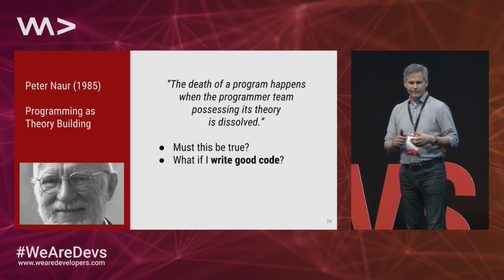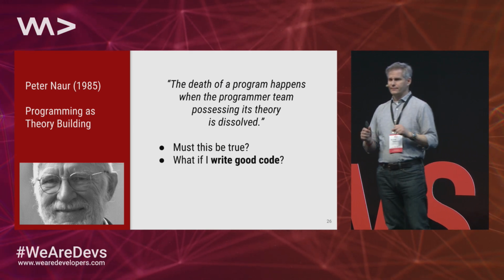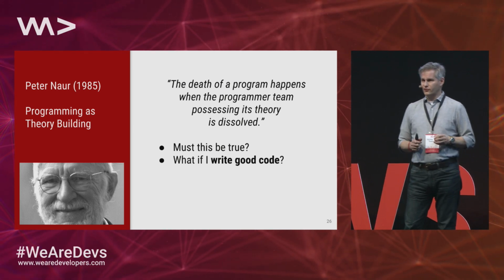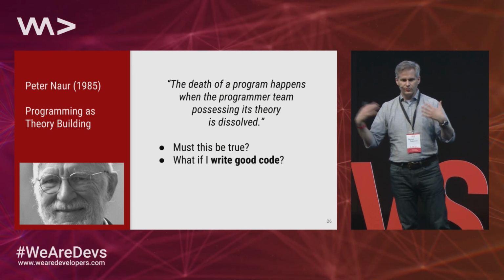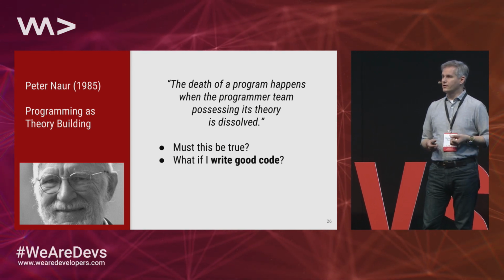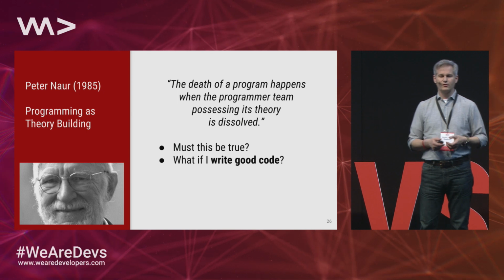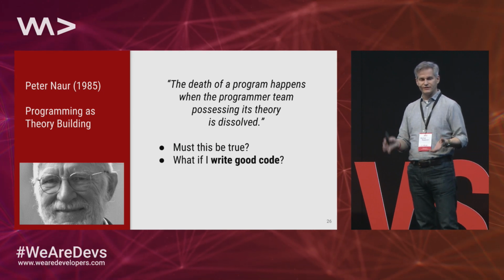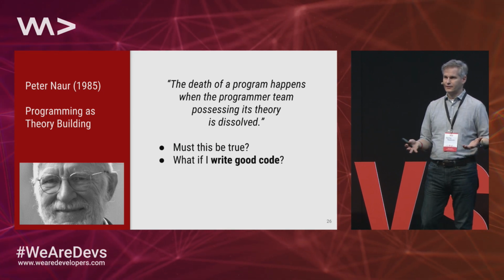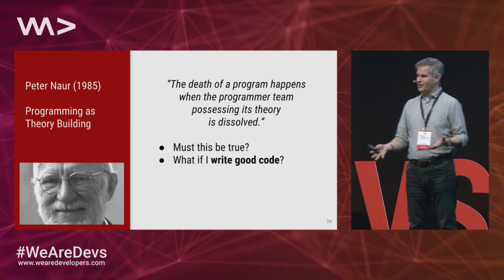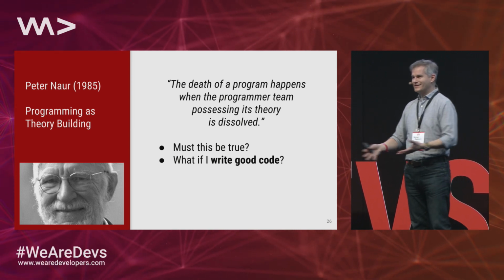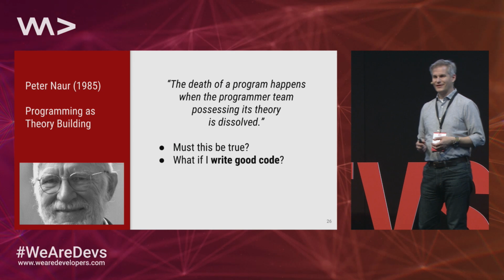So when considering this, Peter Naur said, actually, if the programming team goes away, it's impossible for anyone to recover the theory of the program. He says the death of a program happens when the programmer team possessing its theory is dissolved. Does anyone else feel depressed about this? That your program dies when the team goes away and does something else?